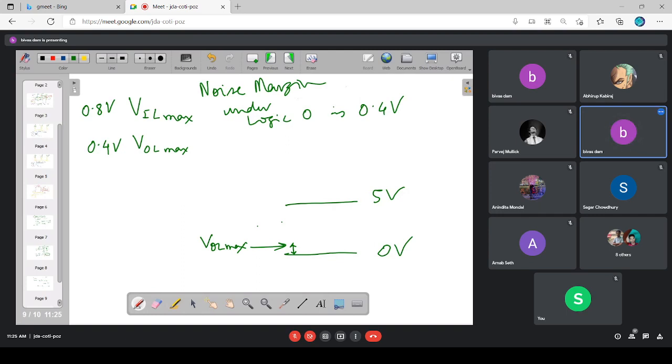Okay, two more terms will be there. VIL min and VOL min. Can you tell me what they signify? What about VIL min? Apply common sense and try to say.